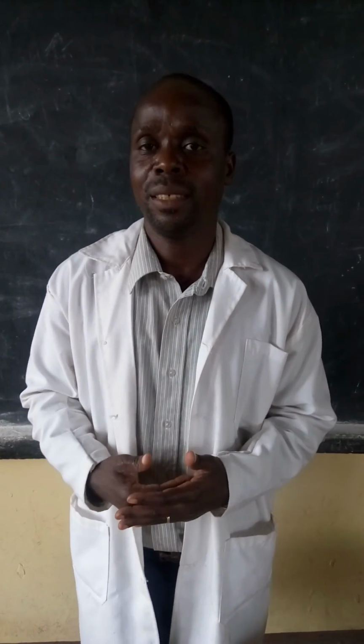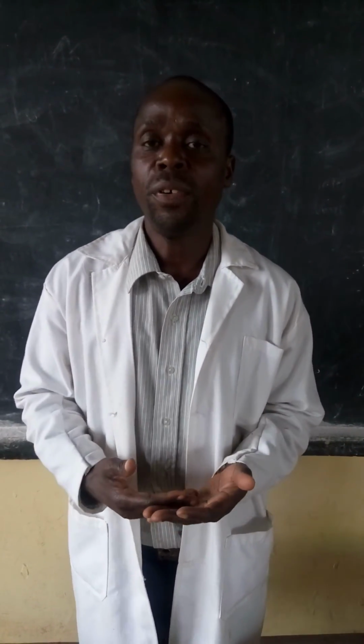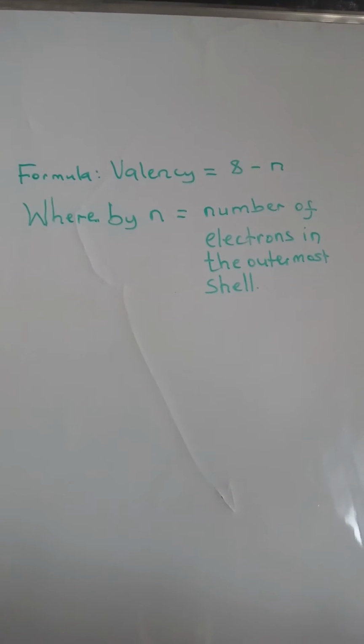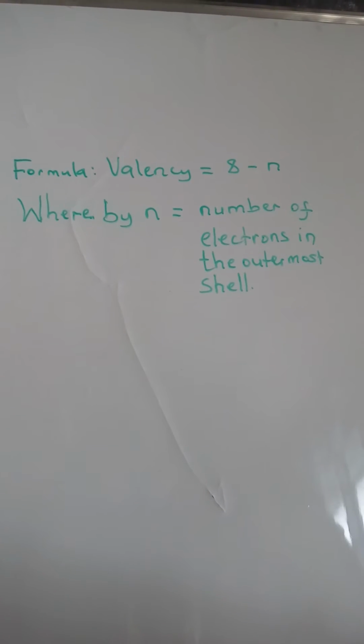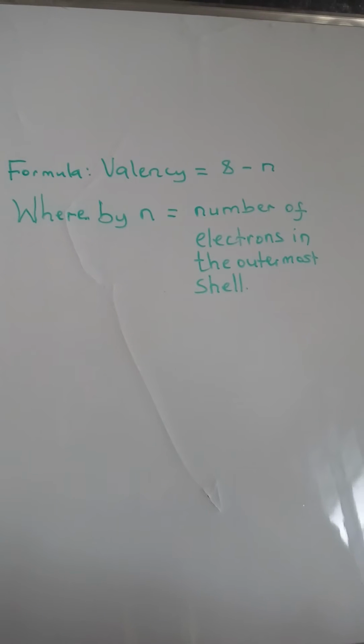Therefore, as you can see, dear viewers, elements from group 4 up to group 7 normally combine by gaining electrons according to the formula we are going to observe right now. Valence is equal to 8 minus n, whereby n is equal to the number of electrons in the outermost shell.